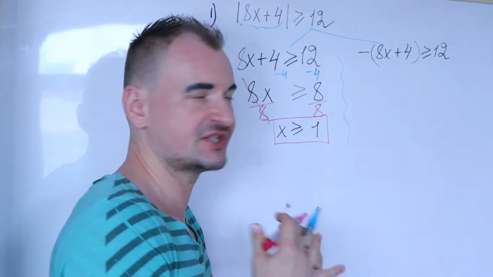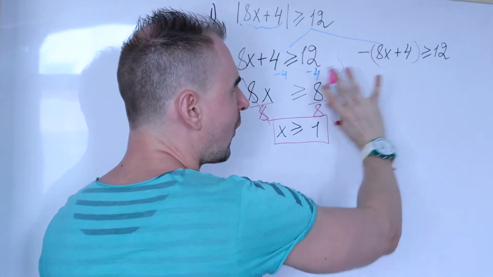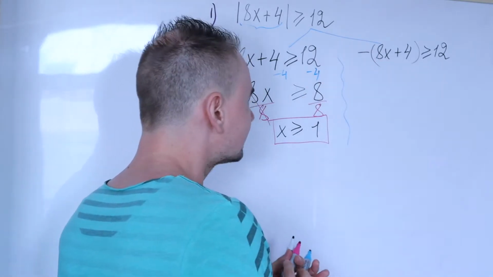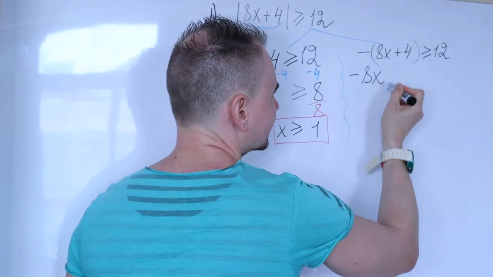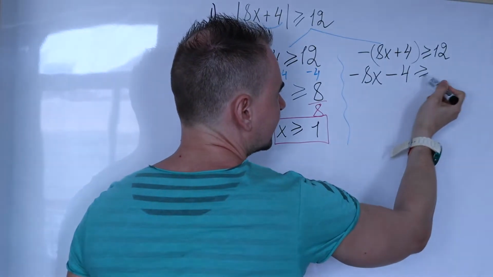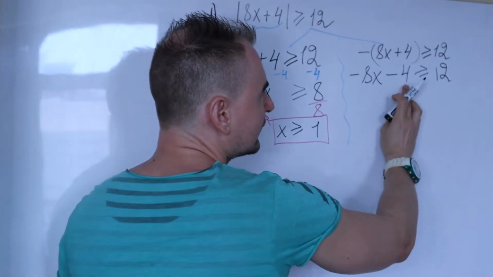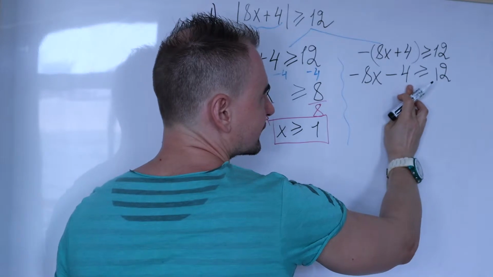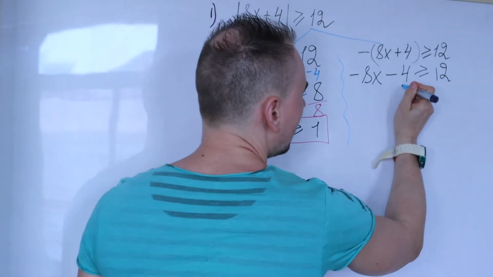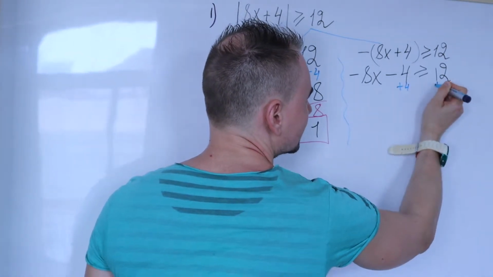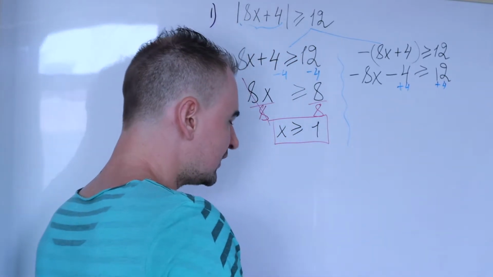So steps are pretty much the same. So first of all, we have to distribute this negative. So all signs would be flipped, would be switched. So it becomes negative 8x minus 4 greater than or equal to 12. And again, we're going to move this 4 to the right side by adding 4 to both sides. So just add 4 to both sides. So we have to do it to both sides so we don't change the overall value of your inequality.